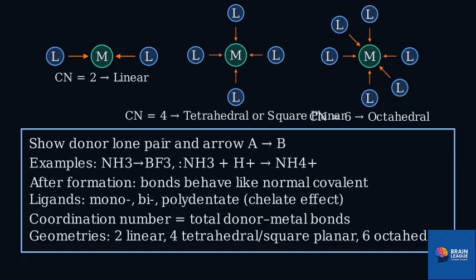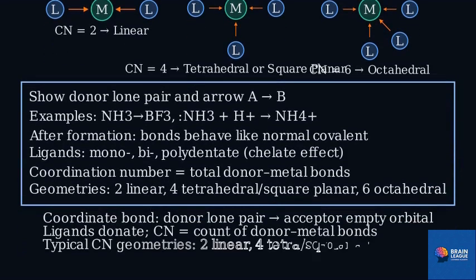Key points for CBSE and NIOS exams. Always draw the donor lone pair. Use an arrow from donor to acceptor for coordinate bonds. Provide 2 classic examples, ammonia donating to boron trifluoride, and formation of ammonium. State that after formation, coordinate bonds become indistinguishable from ordinary covalent bonds. For coordination number, count donor to metal bonds and recall typical geometries.